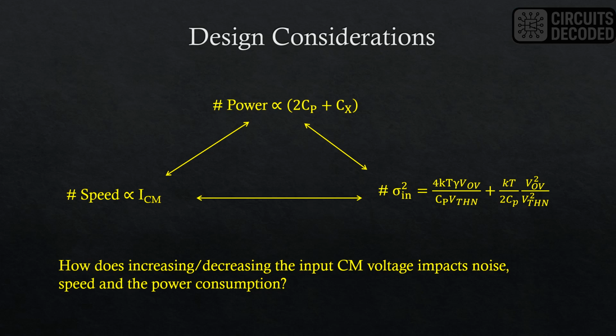So firstly, increasing the common mode voltage would increase the overdrive voltage, which in turn increases the noise power. Also, increasing the common mode voltage would increase ICM and therefore would improve the speed. As for the power consumption, it does not depend on the common mode voltage and therefore would remain fixed. We can utilize these three expressions to optimize the comparator for speed, power, and noise.